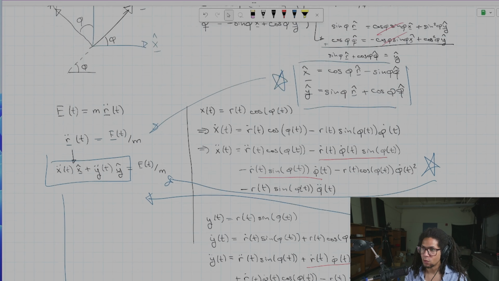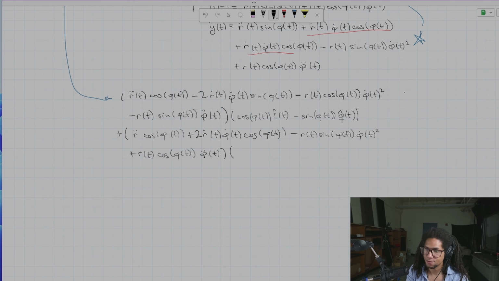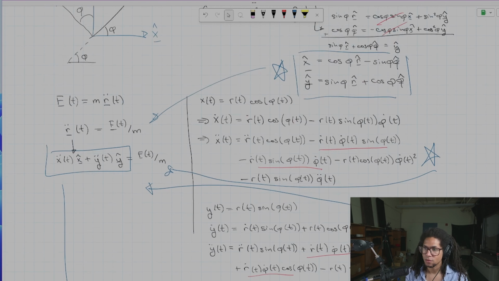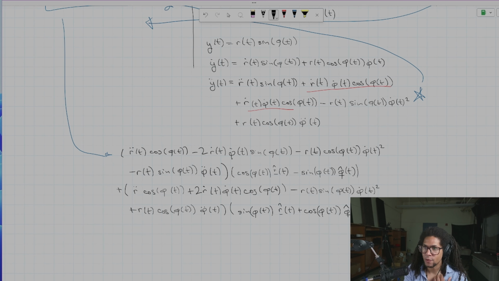All right, and now for y, sine phi r hat plus cos phi phi hat, of t. Oops. Great. Okay, now we need to go through the somewhat laborious process of figuring out where we have cancellations.